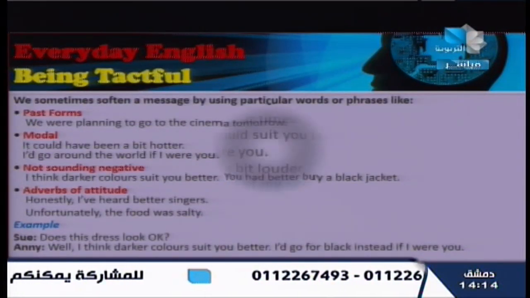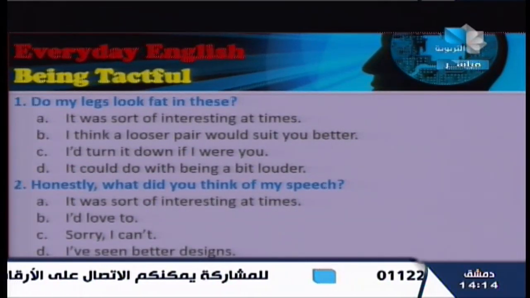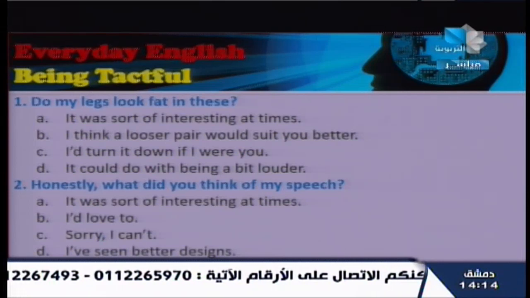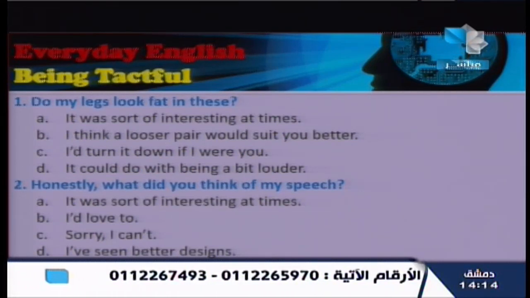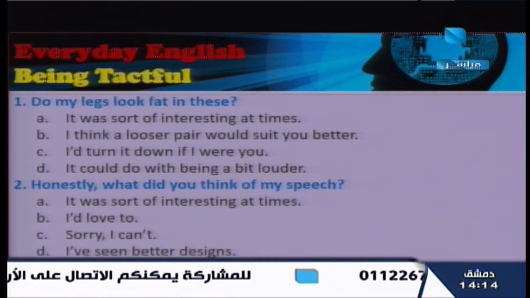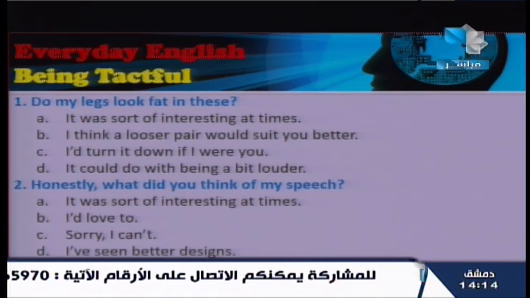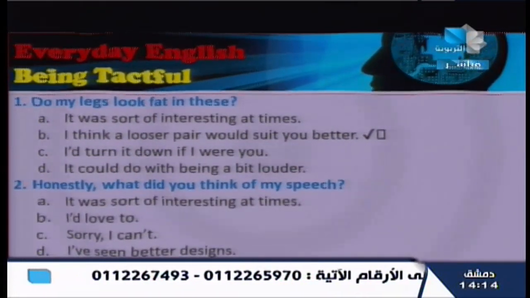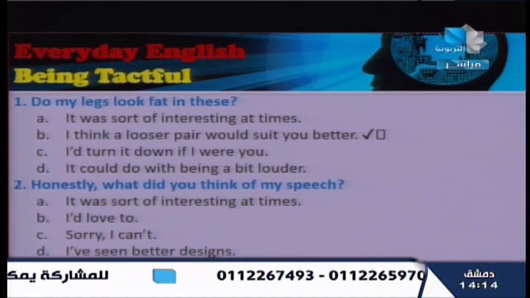Do my legs look fat in these? I think a loose pair would suit you better. Yes. I'd turn it down if I were you. It could do with being a bit louder. I think B. I think a looser pair would suit you better. That's it.